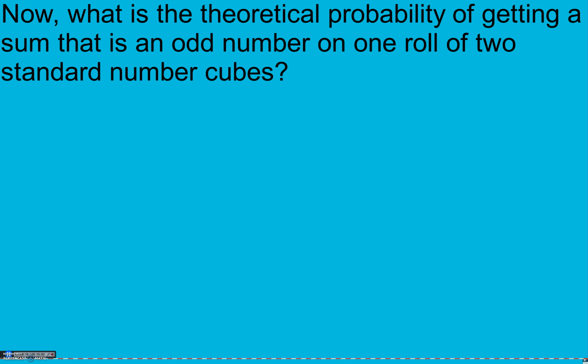Now, what is the theoretical probability of getting a sum that is an odd number on one roll of 2 standard number cubes? So if we roll 2 dice, what is our probability that our sum will be odd?